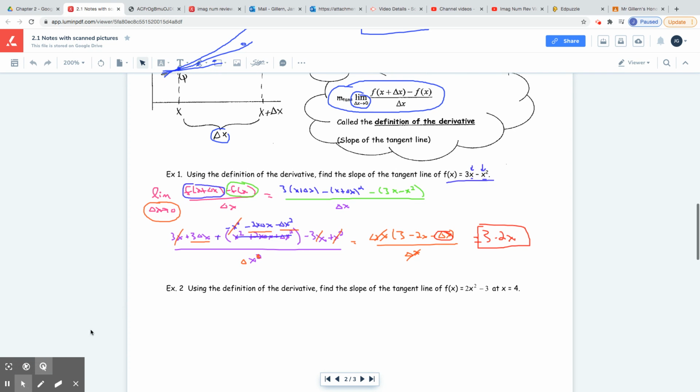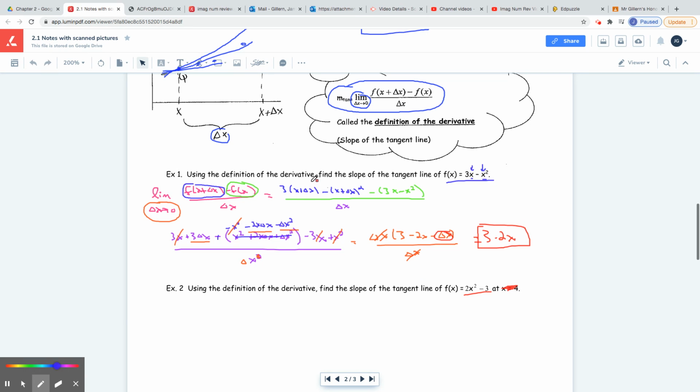Now, for this one, use the definition of the derivative, find the slope of the tangent line for this function at x equals 4. All right, well, let's not worry about x equals 4. Let's just do the same thing we did above for this. Let's see if we can find the derivative for 2x squared minus 3. We're going to use the definition of the derivative.